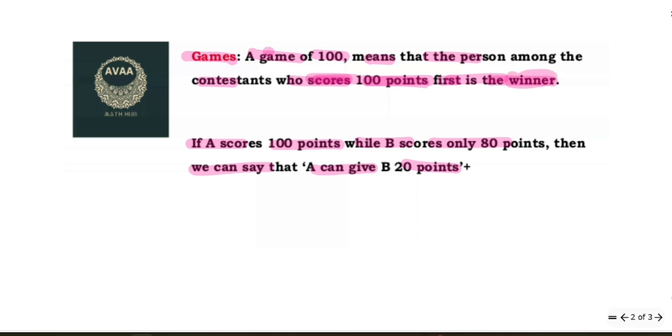Whoever is scoring that particular 100 points is said to be the winner. So here also A is scoring 100 points while B is scoring only 80 points. So what we are telling here, A can give B 20 points, meaning A is the winner. Now, let's consider an example for this.